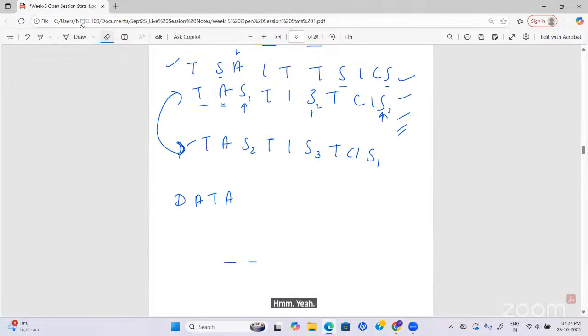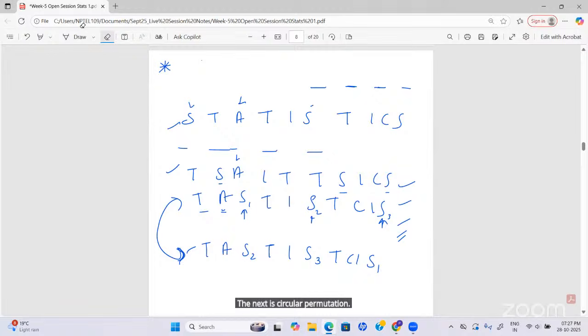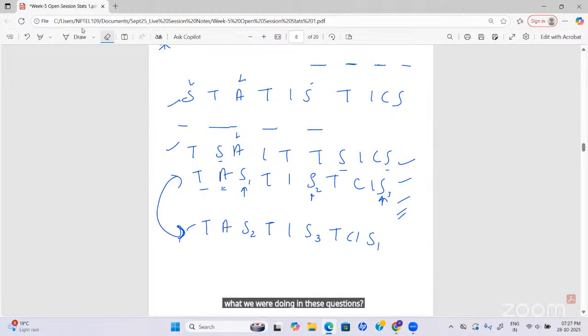Got it. The next is circular permutation. Okay, now is this clear, what we were doing in these questions? Yes, ma'am. It is clear.